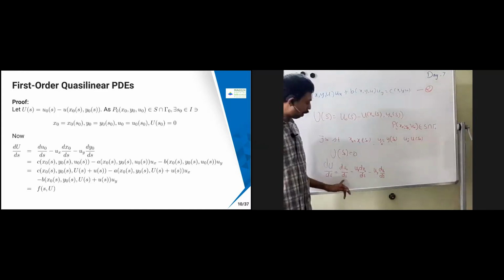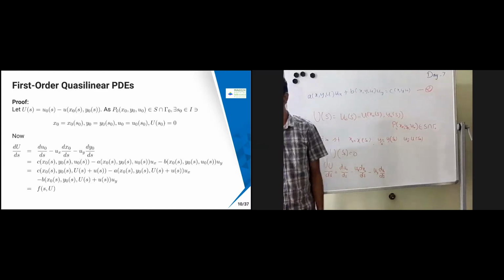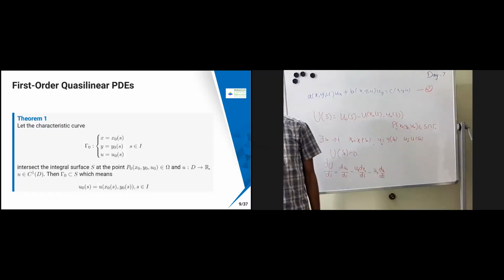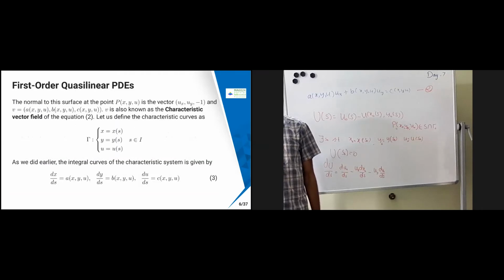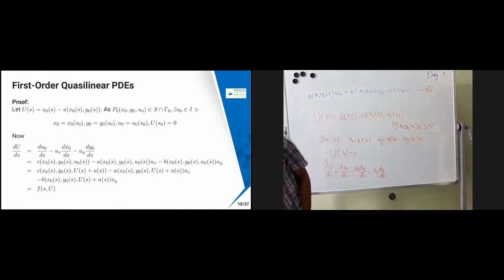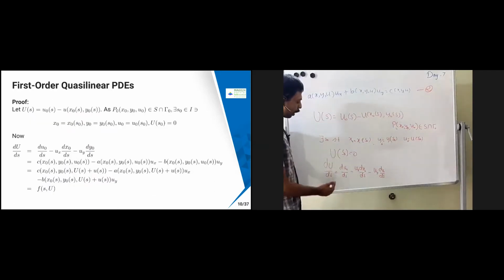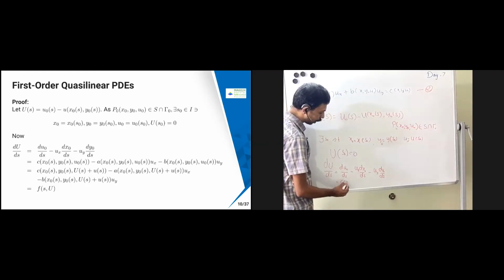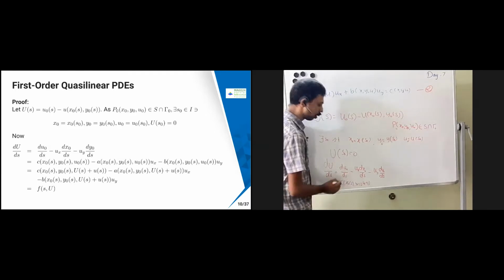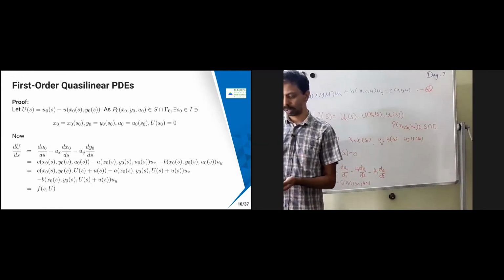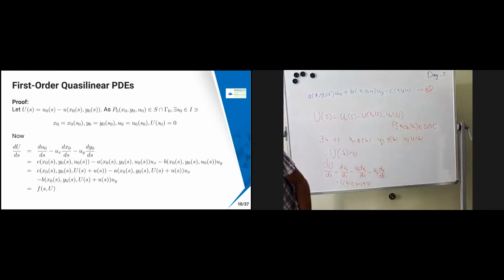Now what is this one? From the gamma curve, sorry, what is this one? From the characteristic equation which we are saying, dx by ds, dy by ds, du by ds. From this one, we can just write du naught by ds. Du naught by ds is going to be c of x naught of s comma y naught of s comma u naught of s.